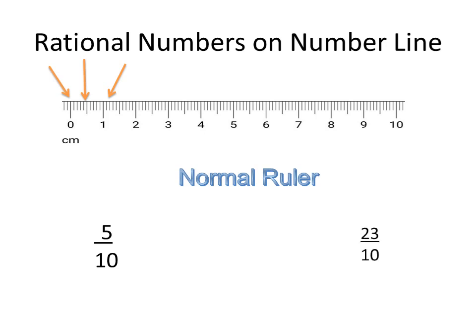Let's take another example. 23 by 10. Where will this 23 by 10 position itself on this number line? You have to count 23 lines from 0. As you count from 0, the 23rd line falls here. So the position of 23 by 10 on this number line lies here.